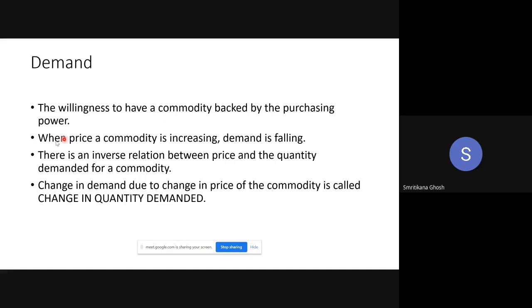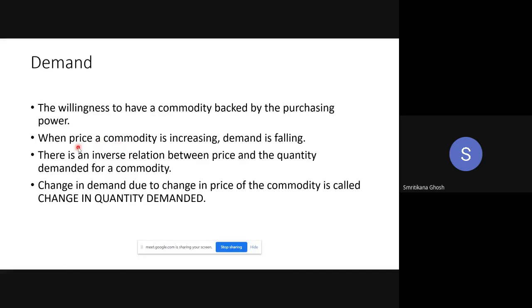Now, look, if you don't know economics, very fine. When the price of a commodity is increasing, generally the demand is falling. If the price is increasing, we are always trying to reduce our demand for that commodity. We are trying to find a substitute. We may stop the consumption. We may wait for some time, but generally we are reducing the demand for the time being. So this is the relationship between the demand and the price of that commodity.